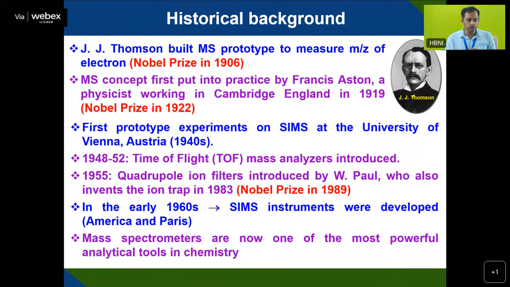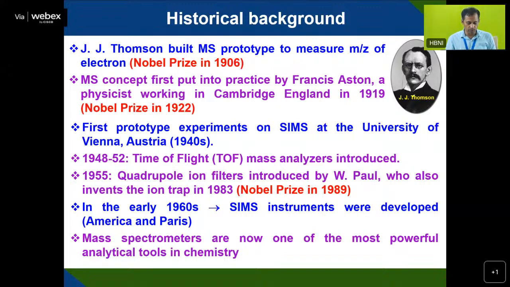First, J.J. Thomson built a prototype of MS, which was on the basis of M by Z, and then the MS concept was put into practice by Francis Aston, a physicist at Cambridge in England, in 1919. Then the first prototype experiment on SIMS was at the University of Vienna, in 1940. Then the time-of-flight analyzer came around 1948 to 52, and then the quadrupole came into the picture. And finally, towards the end of the 1960s, SIMS instruments were developed in America and Paris.